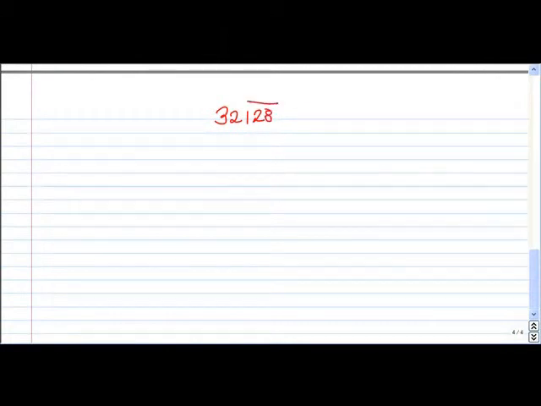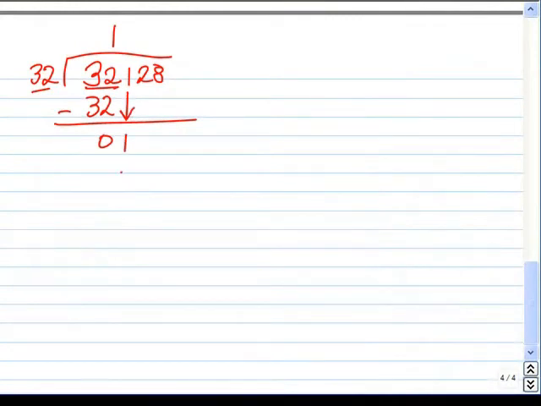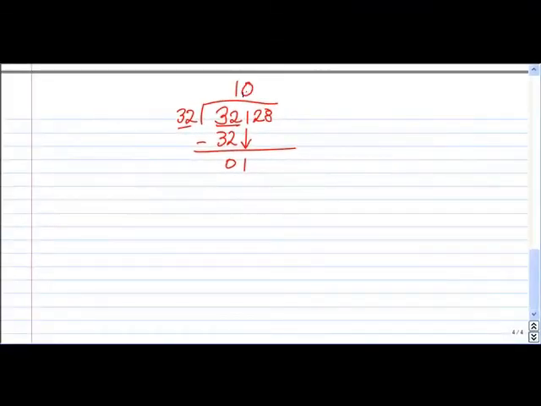This is kind of tricky, so pay attention. So 1 times 32 is 32. Take it away, 0. Now, bring the 1 down. You go, okay, how many 32s in 1? That's 0. Doesn't go. 0 times 32 is 0. Take it away. You still have 1. Now you bring the next one down.